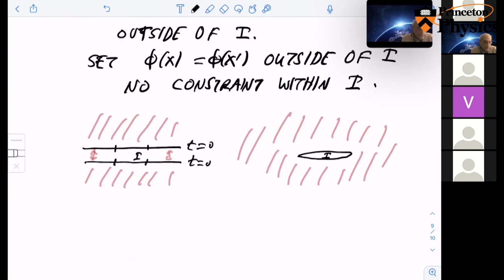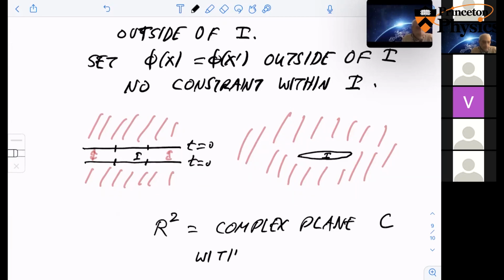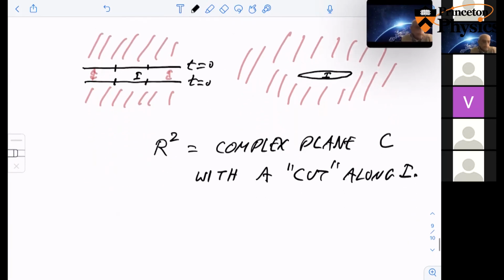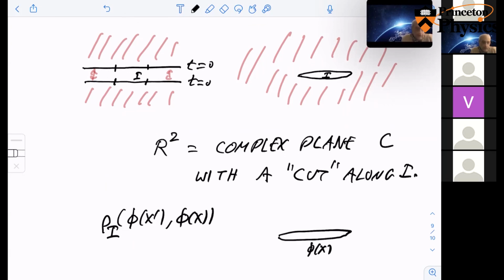We have R2, which we can also think of as the complex plane, with a cut along I. Somebody has literally taken scissors and made a cut in the plane along I. And now to calculate rho of phi of x prime, phi of x, which is now the density matrix for region I, we do a path integral on the cut plane with the boundary values phi of x below and phi of x prime above, and no other condition.